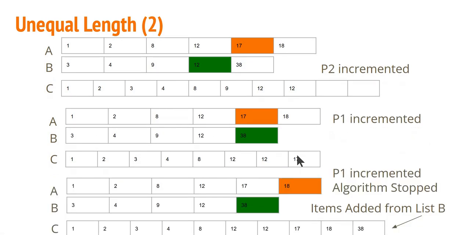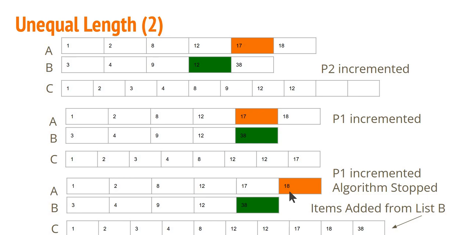But let's look at another scenario. Here we have 38 as the last item. So once again, same thing. 12 and 17, I add 12. I increment P2. Now it's 17 and 38. Now in this case, I'm going to increment P1 because clearly 17 is smaller. It becomes 18 and 38. I add 18 to the list. I increment P1. The algorithm stops. Importantly, think about it. Interestingly, this is stopping this time because P1 is becoming more than the length of the list that it's pointing at. P1 is becoming more than the length of A.